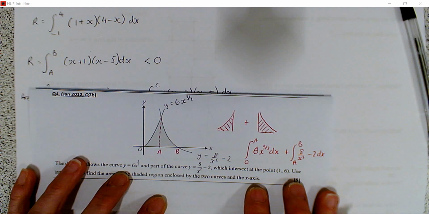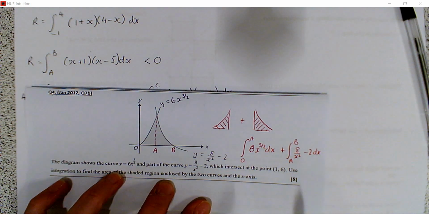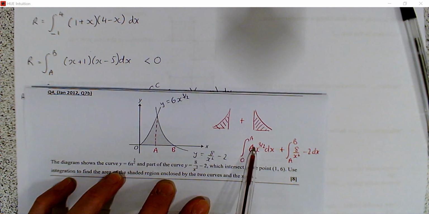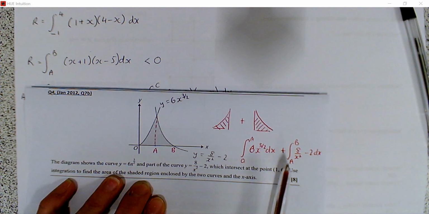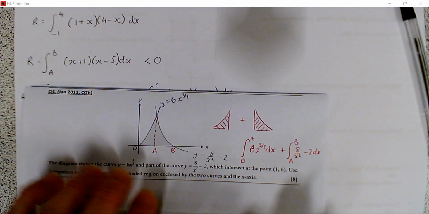So that's gone a bit fuzzy. There we go. Hopefully you can see that. So this is this area, this is that area. They're both above the x-axis, so they're both going to be positive.